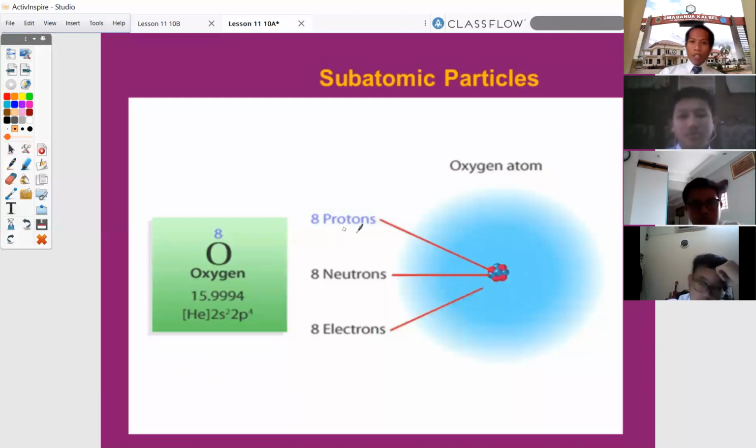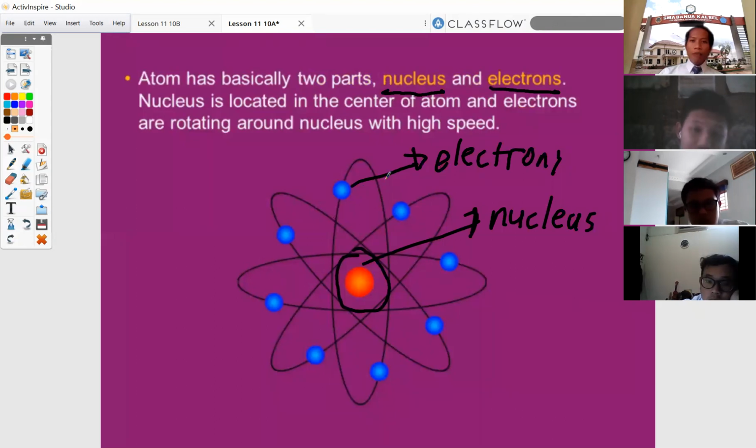The first one is called a proton. The second one is neutron. The third one is electron. As we can see in the previous slide, here we have electron and nucleus. But how about the proton and neutron? Where are the proton and neutron? Actually, proton and neutron are located here in the nucleus. So in the nucleus, we have proton and neutron.